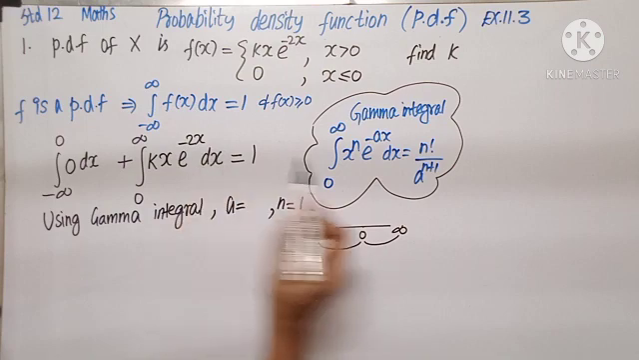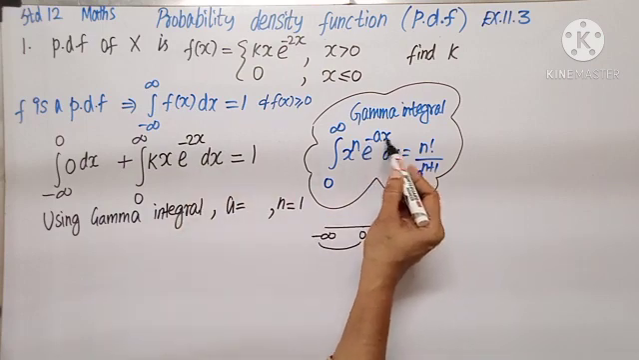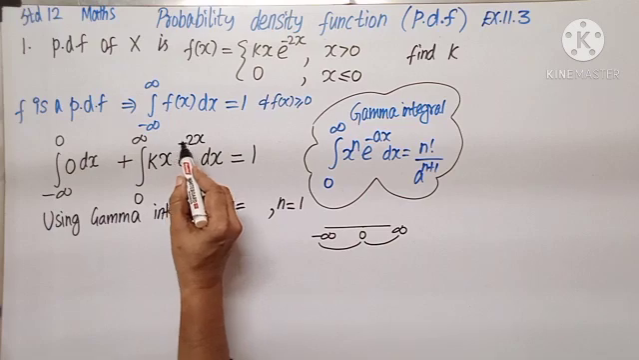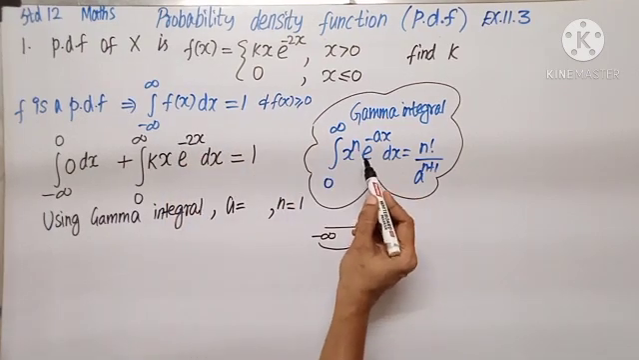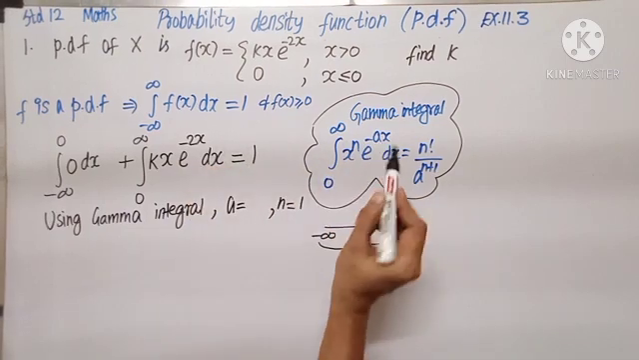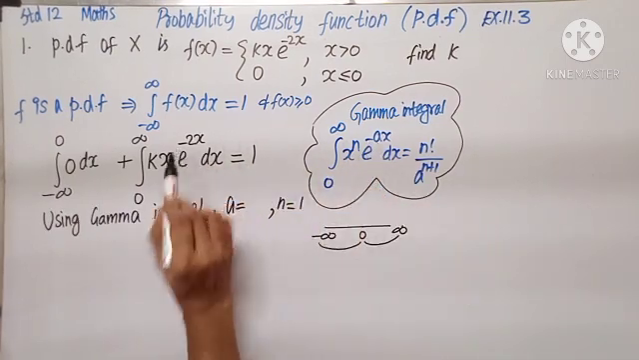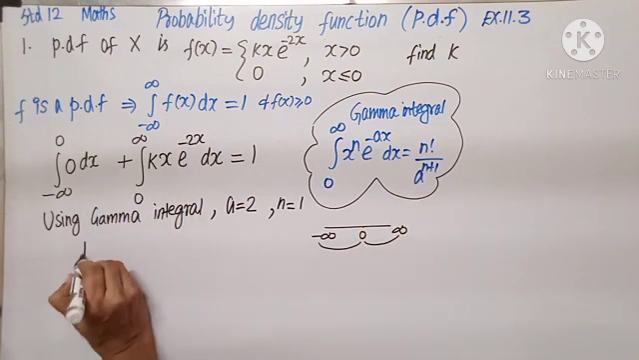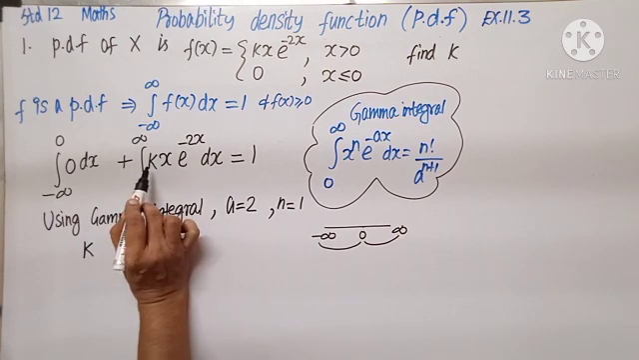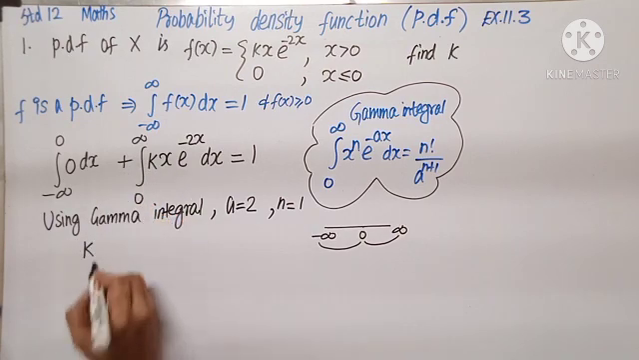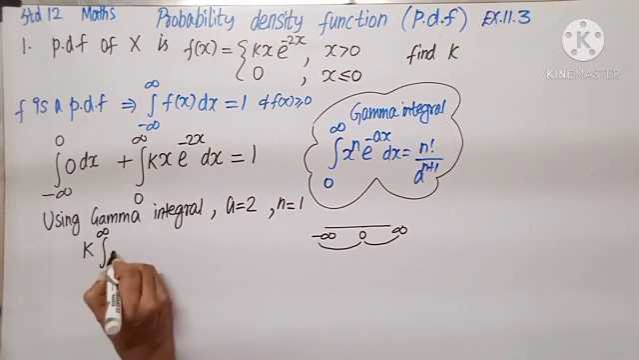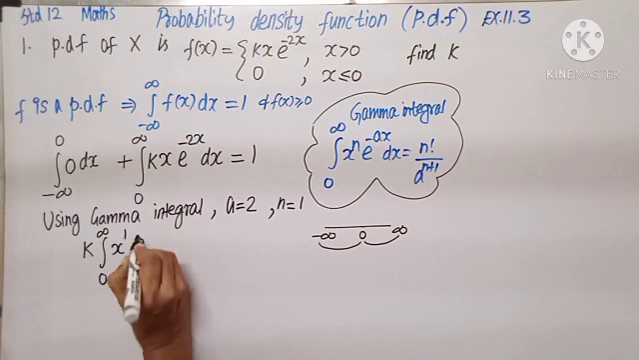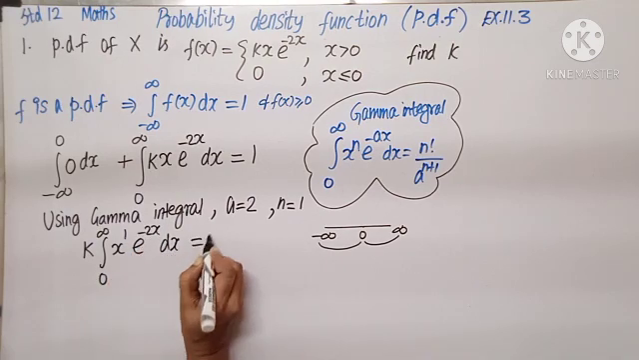What is a? The form is e power minus ax. Here it is e power minus 2x. As I compare, a is 2. So I know what is a and what is n. Let me apply it in the formula. k is a coefficient, so keep it out of the integral. The integral from 0 to infinity of x power 1 e power minus 2x dx equals 1.